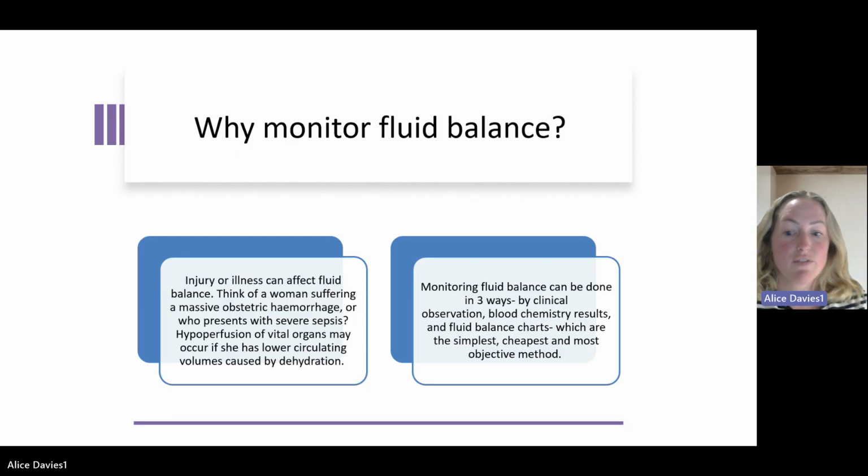So why do we monitor fluid balance? Well, we know that injury or illness can affect our fluid balance. If you think of a woman suffering a massive obstetric hemorrhage or who presents with severe sepsis, hypoperfusion of vital organs can occur if she's got a lower circulating volume caused by dehydration. Monitoring fluid balance can be done in 3 ways, so either by clinical observation, blood biochemistry results, and/or fluid balance charts. Now, fluid balance charts are the most simple, cheapest, and most objective method we have.